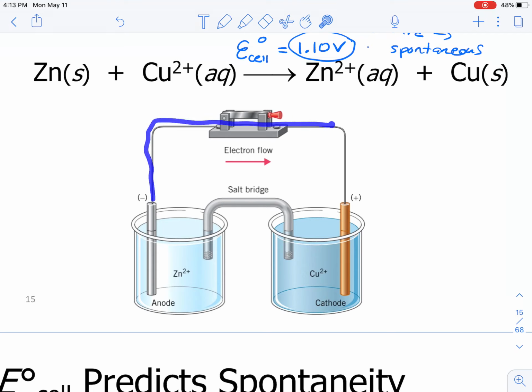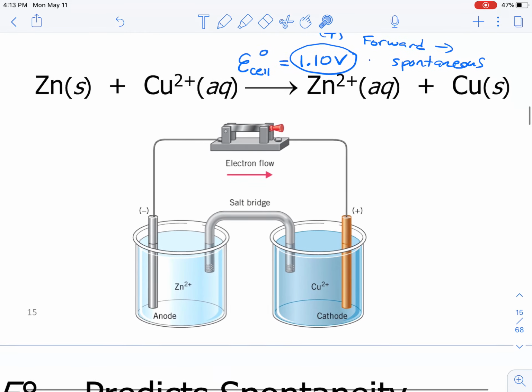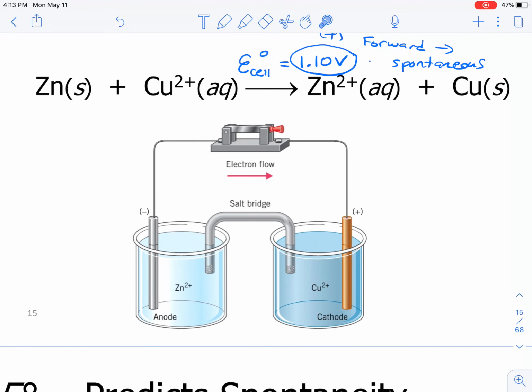When we connect the zinc anode to the copper cathode, this tells us that the transfer of electrons from anode to cathode will be spontaneous because its calculated standard cell potential is greater than 0. Therefore, it would make sense for the electrons to flow from left to right in this case.